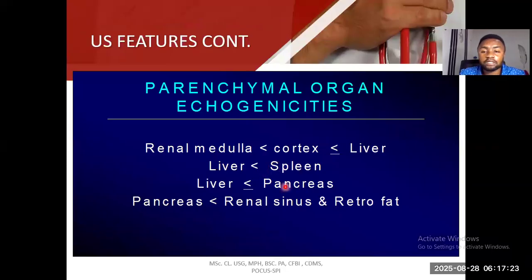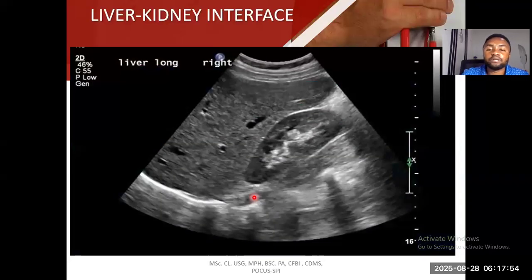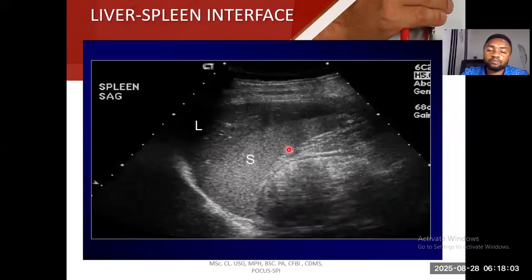Now, if you compare the pancreas to the renal sinus, you should know that the pancreas echogenicity is less than the renal sinus, because the renal sinus is whiter than the pancreas. You understand? This is not really important, don't worry about the facts. But the renal sinus echogenicity is whiter than the pancreas. There is the renal sinus, the middle of the kidney here. That's the renal sinus. It's white as compared to the pancreas.